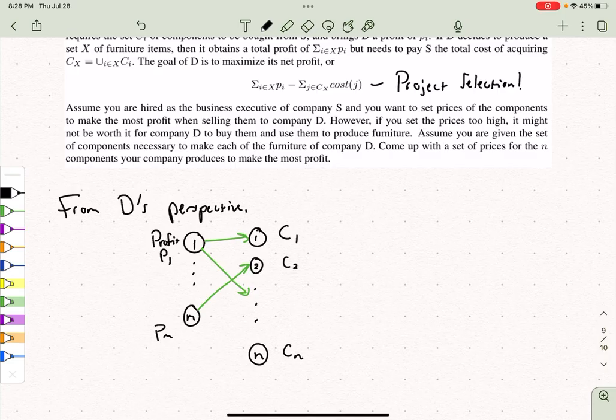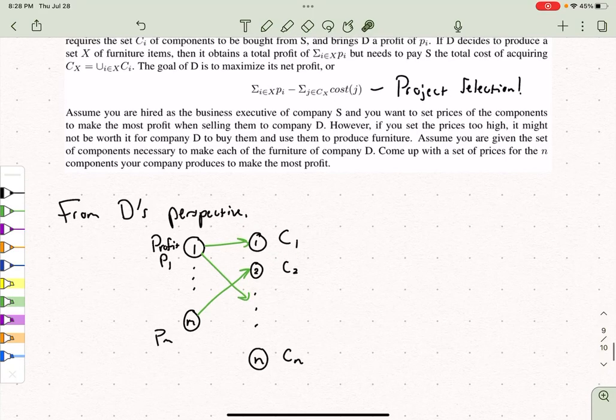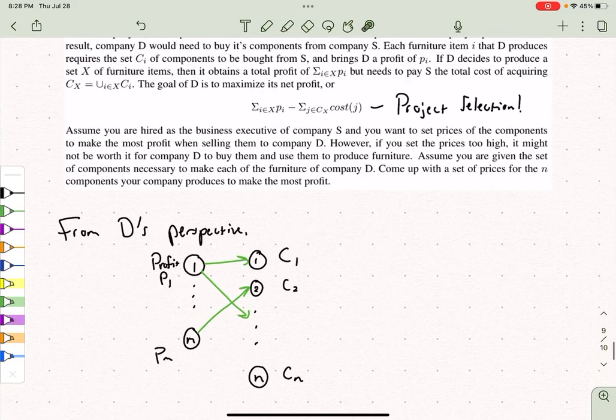And so our goal is to choose projects, which here are furniture items to build, so that all the prereqs are met. Here the prereqs being you have the supplies needed to build that item, and you want to pick the total set of projects that maximizes your profit, which is how much money you made from the furniture minus how much you had to pay for the supplies. So from D's perspective, it's just a project selection problem.